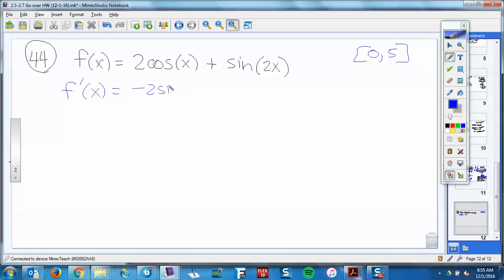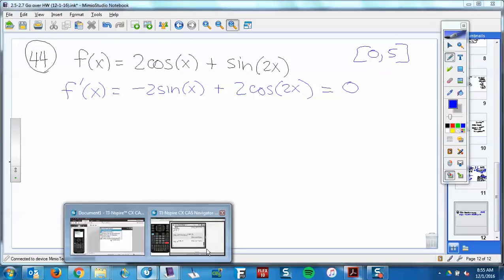Negative 2 sine x plus 2 cosine 2x, because I have to kick out that 2, right? Equals 0. We're not going to be able to solve that without a calculator because of the 2x in there and the x in there, and that's just going to be a mess. So we're going to go ahead and solve this on the calculator.